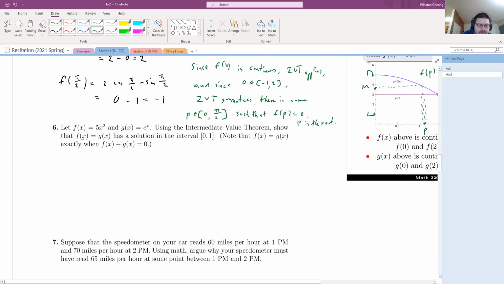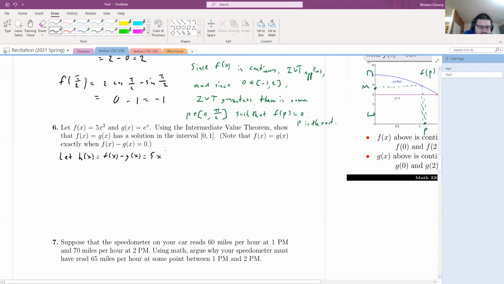We want to show, using IVT, that this equation, f of x is equal to g of x, where f and g are given above, has a solution in this interval. And this having a solution is the same thing as saying that this difference has a root. So I would call this another function name. Let h of x be equal to the difference, and then I'm going to write down what that difference actually ends up being.